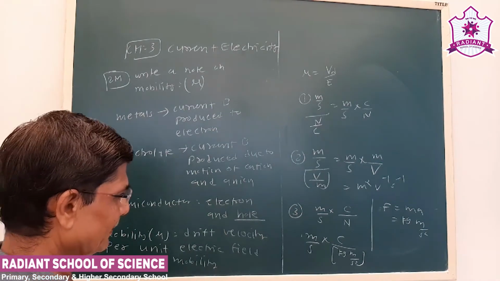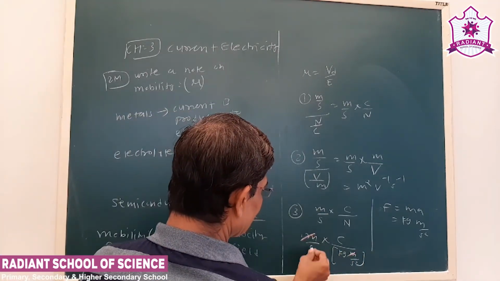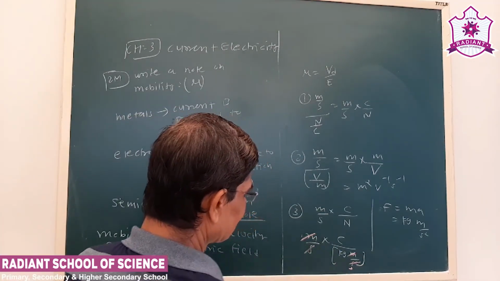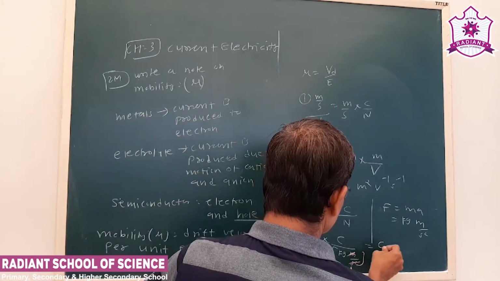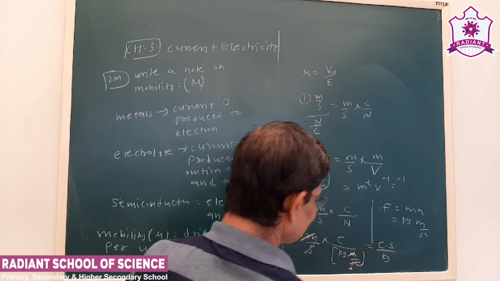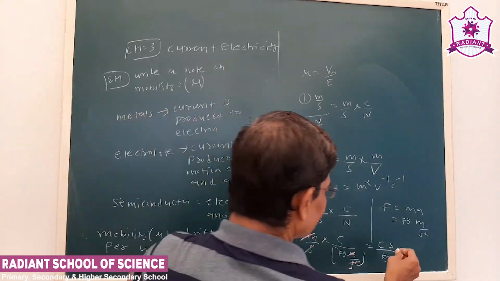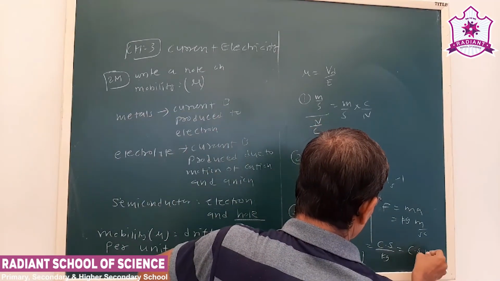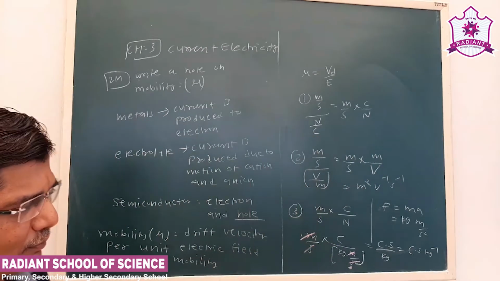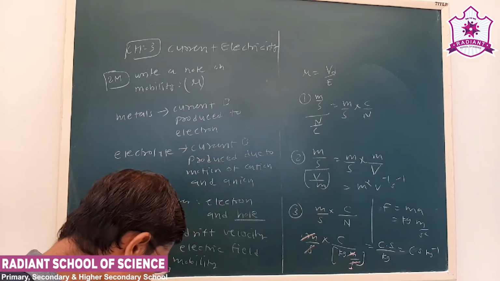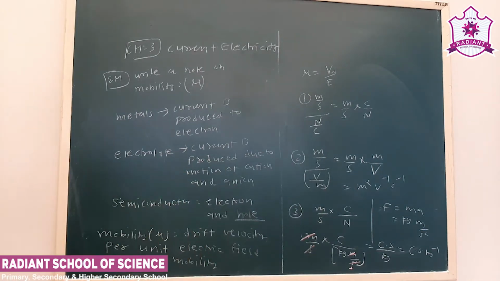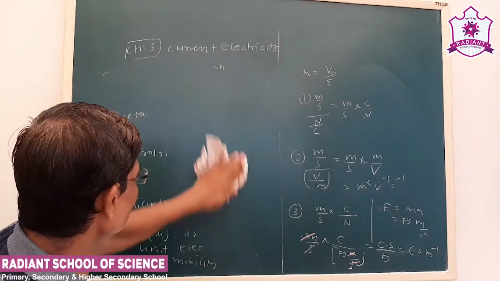Okay, now we simplify. See, this meter will get cancelled, one of the seconds will get cancelled, but it will move to the denominator, so it will become coulomb second per kg, or CS. Now, popularly we call it Chennai Super Kings. Now by using this we can write the dimension of mobility also.